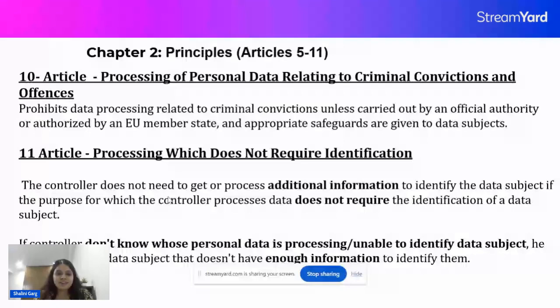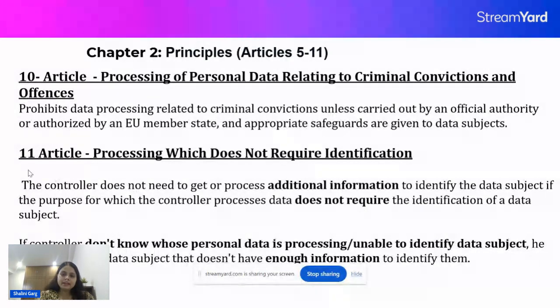Now moving towards Article 11, which says processing which does not require identification. In Article 5 and Article 6, we have already discussed that we only have to process data very specific to the purpose. Article 11 says the controller does not need to process any additional information related to the identity of the data subject if the purpose does not require such identification. Do not take extra information from the data subject just for the sake of taking it and complying with your work. It should not be done, and it is not good either.